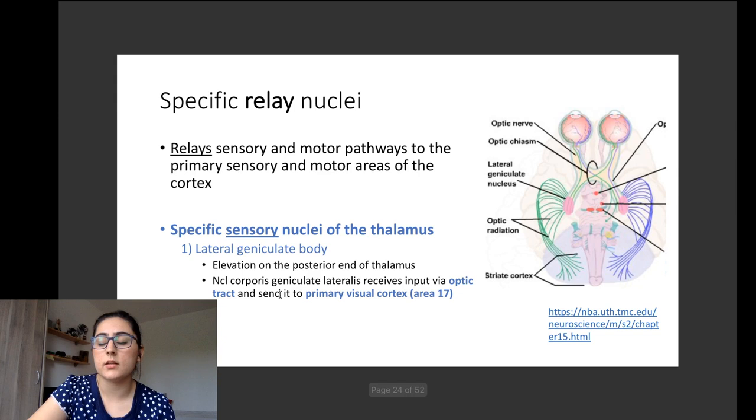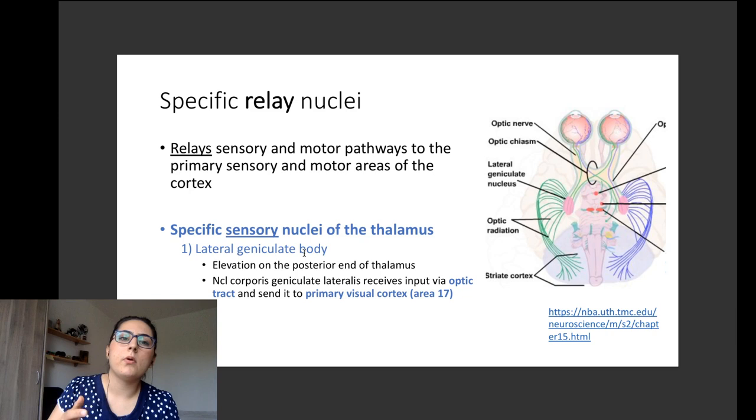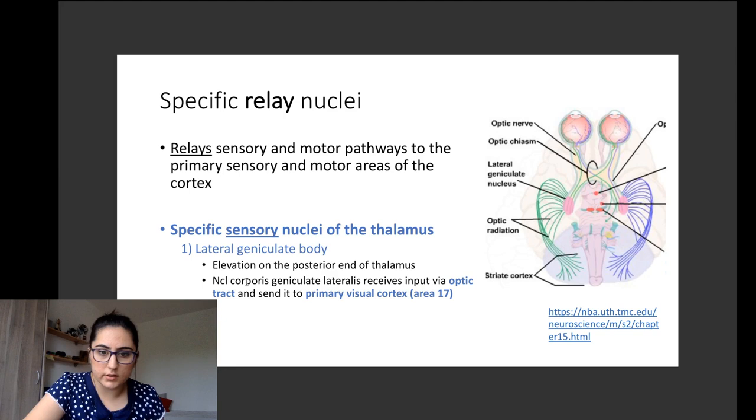The lateral genicular body is going to make an elevation on the posterior end of the thalamus, the gross anatomy. Every bump on my brain is made by a nucleus. So this bump, the lateral genicular body, consists of the nucleus corporis genicularis lateralis. This nucleus is going to receive input via my optic tract. So, where is my optic tract? Do you remember that we spoke about vision? I said that the lateral genicular body is important for vision.